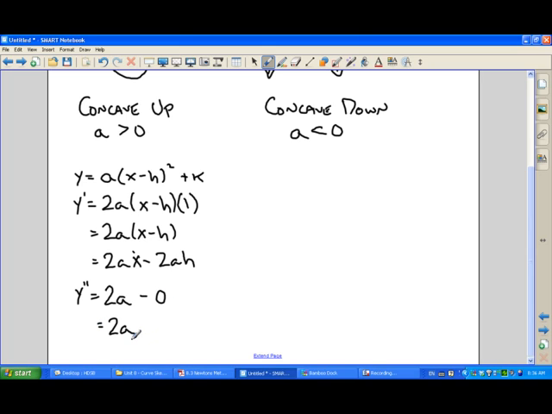so my second derivative would be 2 times a. Again, if a is positive, then my second derivative would be positive. If a is negative, then my second derivative would be negative. So I can use the second derivative to tell if something is concave up or concave down. If my second derivative is negative, I end up with a shape that's concave down. If my second derivative is positive, I end up with a shape that's concave up.